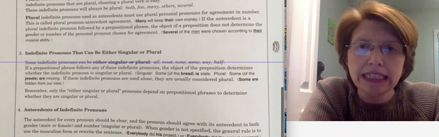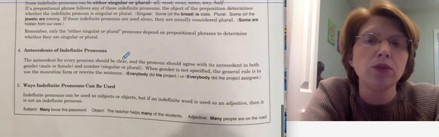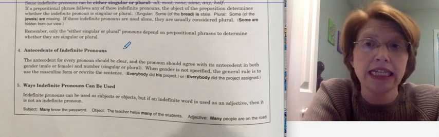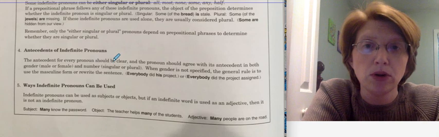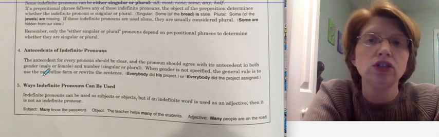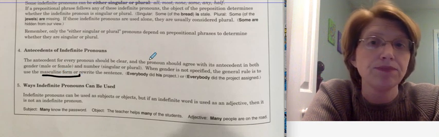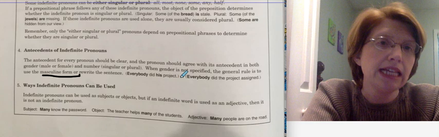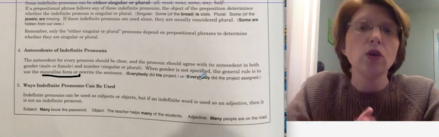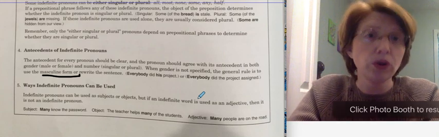Now, antecedents of indefinite pronouns. The antecedent for every pronoun should be clear, and the pronoun should agree with its antecedent in both gender and number. When gender is not specified, the general rule is to use the masculine form or rewrite the sentence. So everybody did his project, even though there's his and hers in there. Or you can say everybody did the project, and then that way you don't have to worry about it. Okay?